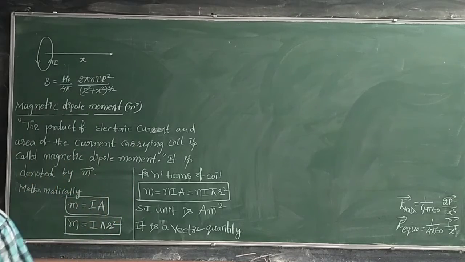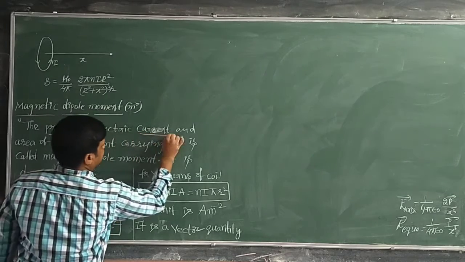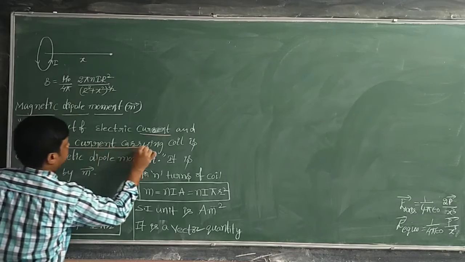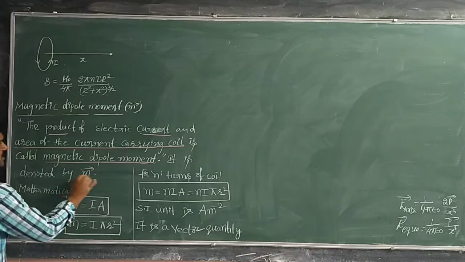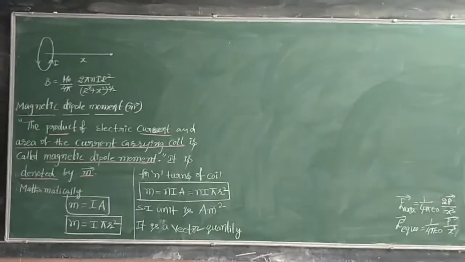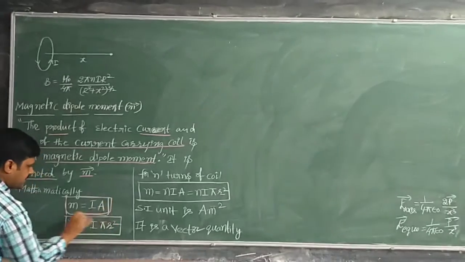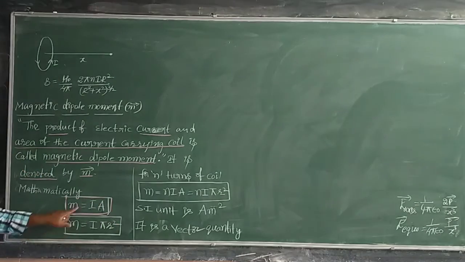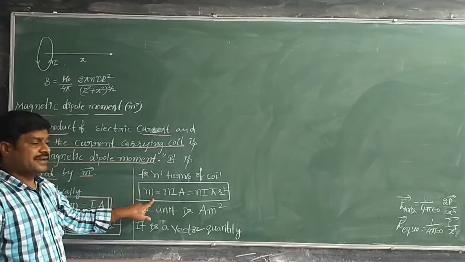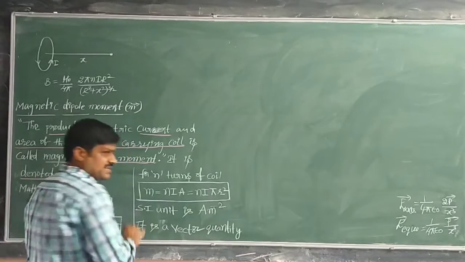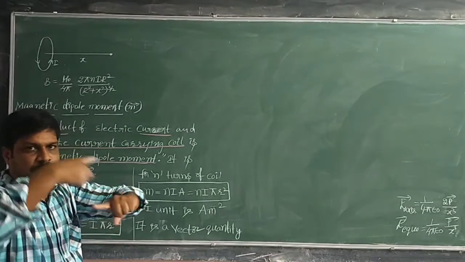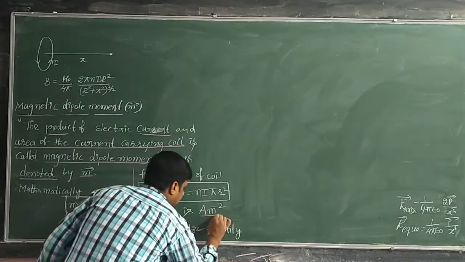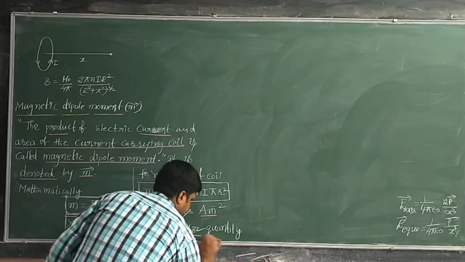Now you just see, the product of electric current and the area of the current carrying coil is called the magnetic dipole moment. It is denoted by the letter m, whose formula we can write mathematically. Any one of the formulas is correct. These two formulas are only for one turn of the coil. This formula is for n turns of the coil. That means the coil is wire, a number of turns: 1 turn, 2 turn, 3 turn, 4 turn like this. The SI unit is ampere meter square. It is a vector quantity.